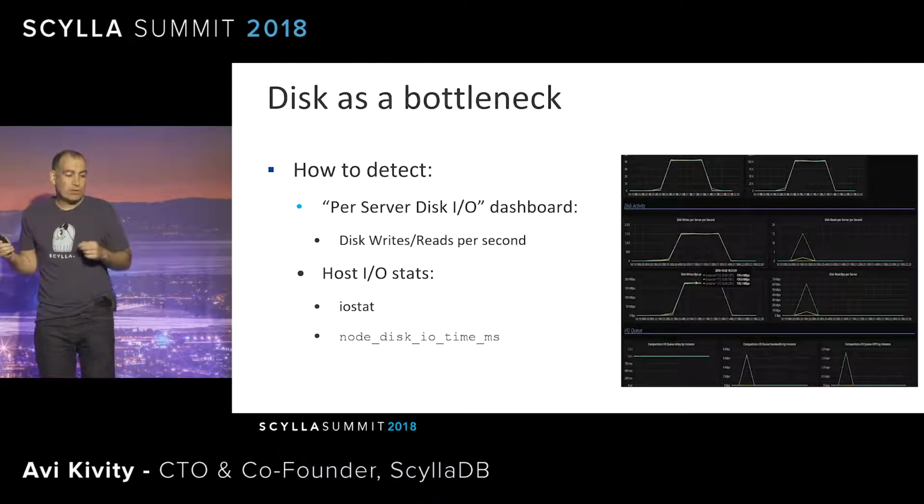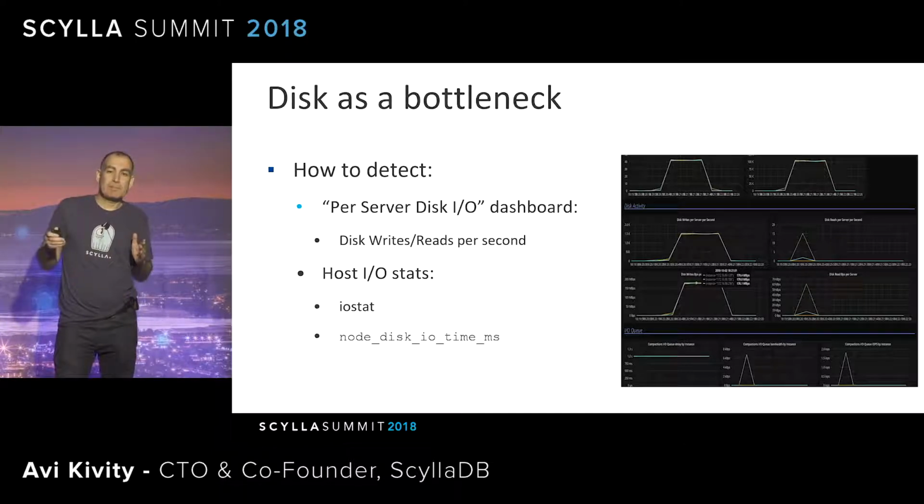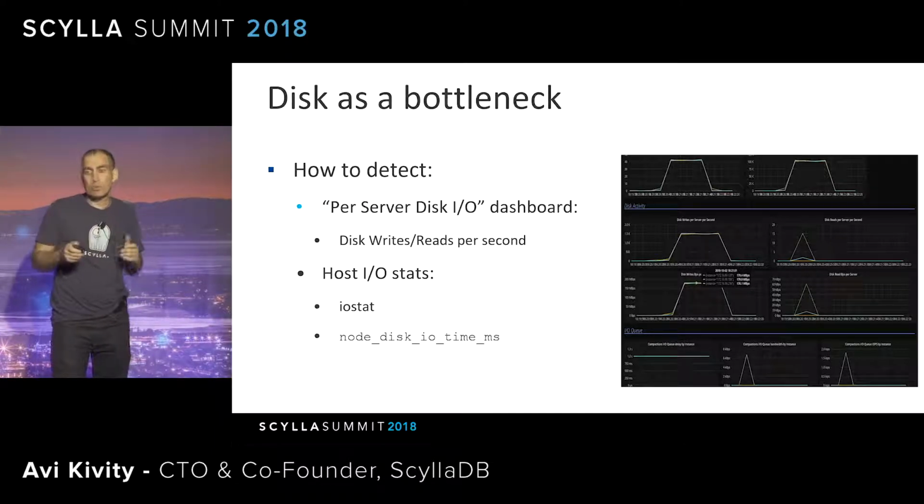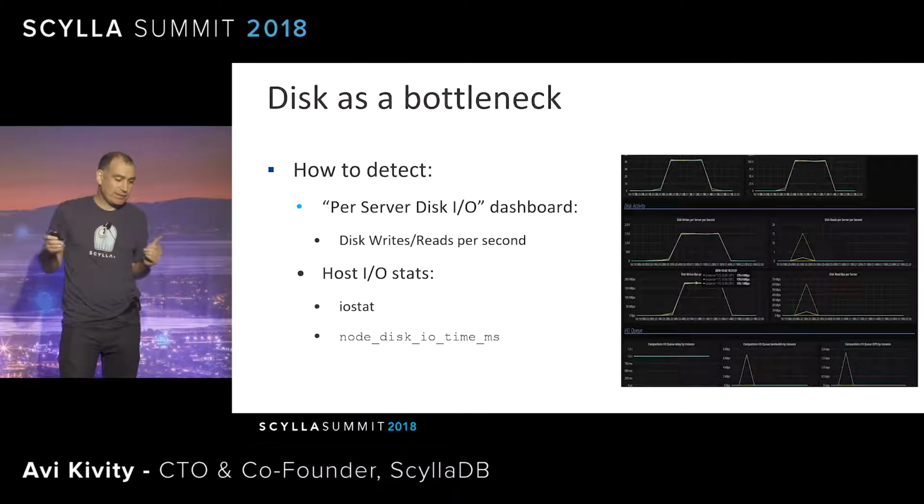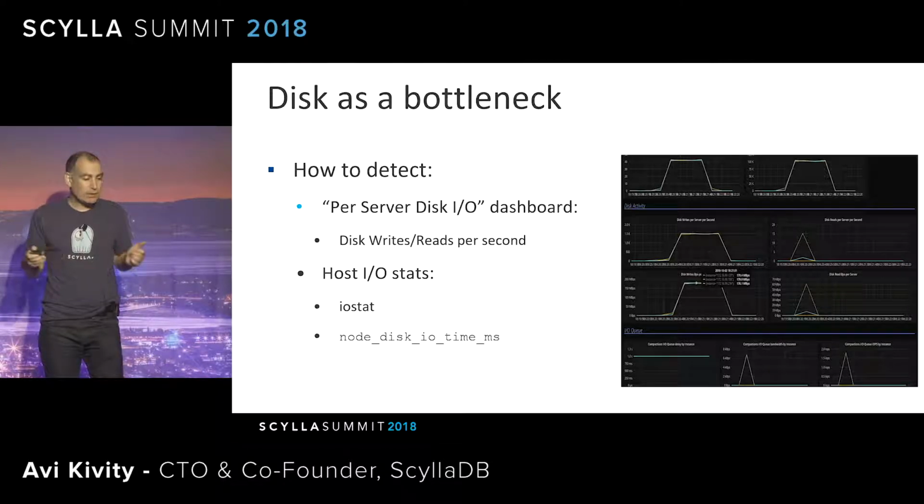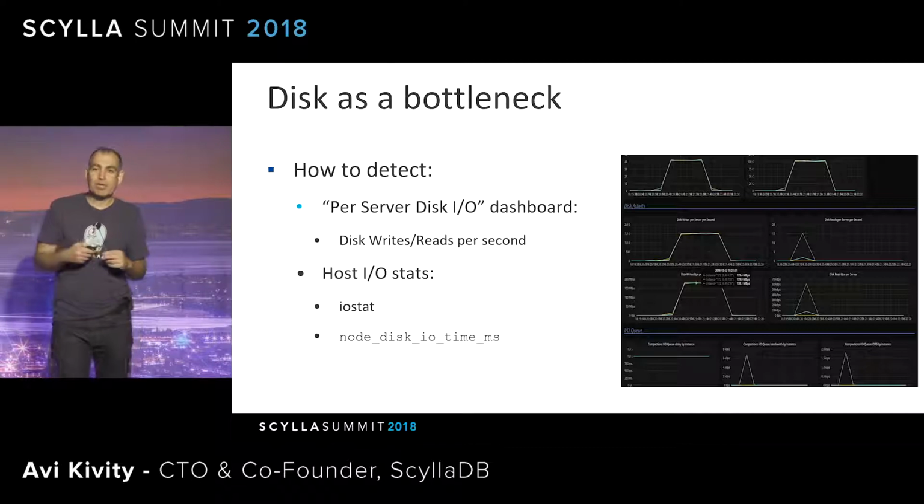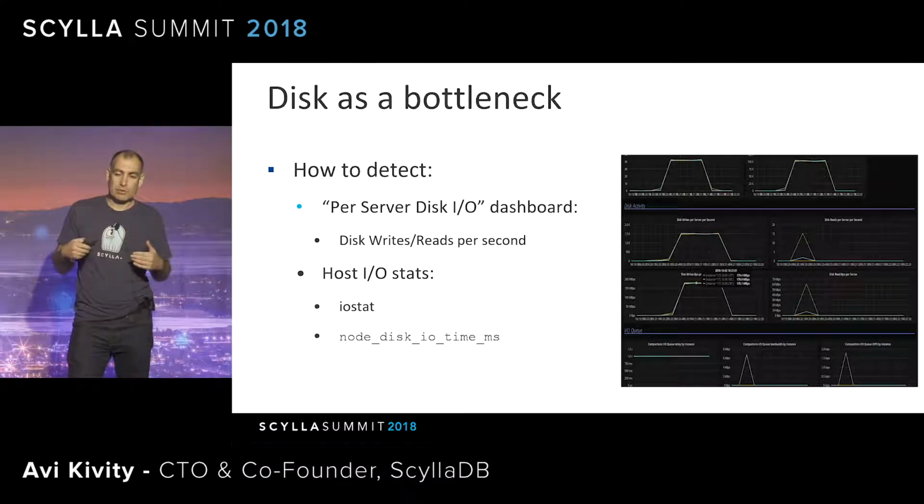The disk can also be the bottleneck. So what Scylla does is it splits the disk bandwidth among all of the shards. Each one gets a portion of the bandwidth, and each shard tries to drive the disk as much as it can according to the bandwidth that it has allocated. And the way to see whether you have a problem with the disk is you can look at the per server disk I/O dashboard. It has a lot of metrics, both on the disk as a whole, and also you can see per shard how much bandwidth and how much IOPS it's accumulating.